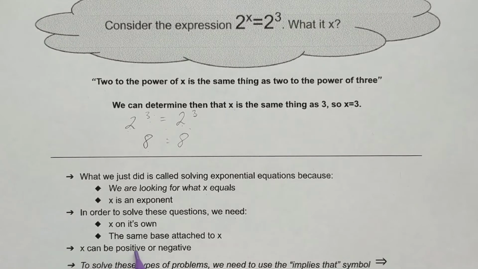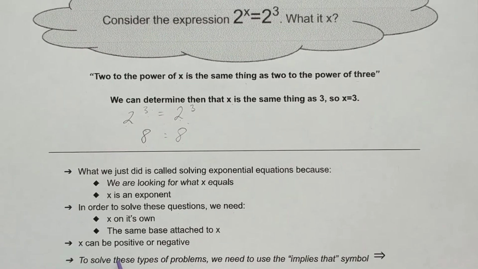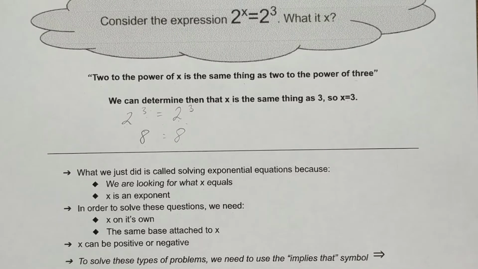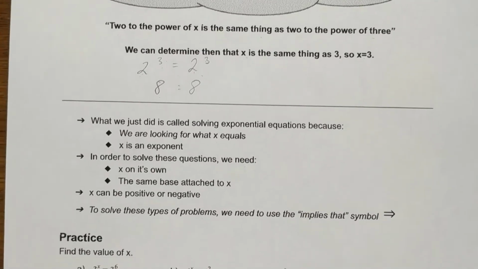A note that x can be positive or negative. And in order to solve these types of problems, we need to use the implies that symbol, which looks like a little sideways arrow. It's like an equal sign with an arrowhead. I'll show you how to use that in our examples here.